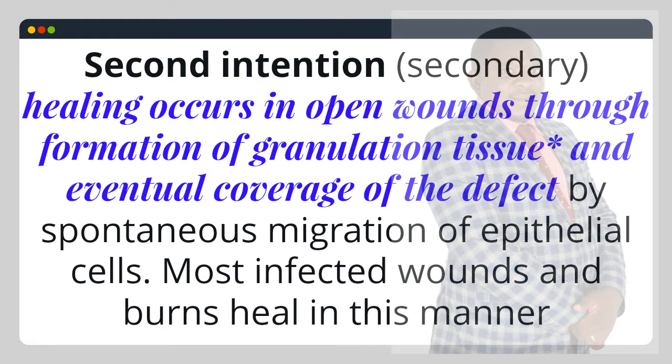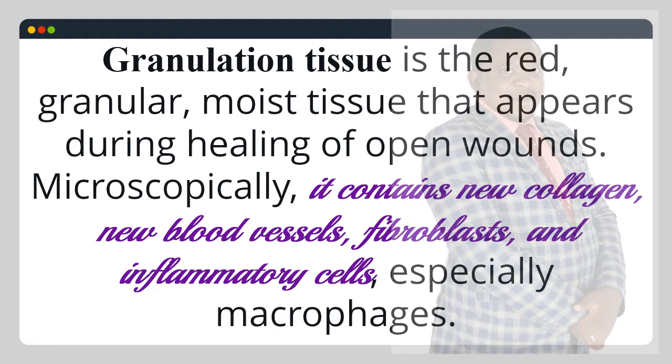Second intention, secondary, healing occurs in open wounds through formation of granulation tissue and eventual coverage of the defect by spontaneous migration of epithelial cells. Most infected wounds and burns heal in this manner. Granulation tissue is the red, granular, moist tissue that appears during healing of open wounds. Microscopically, it contains new collagen, new blood vessels, fibroblasts, and inflammatory cells, especially macrophages.